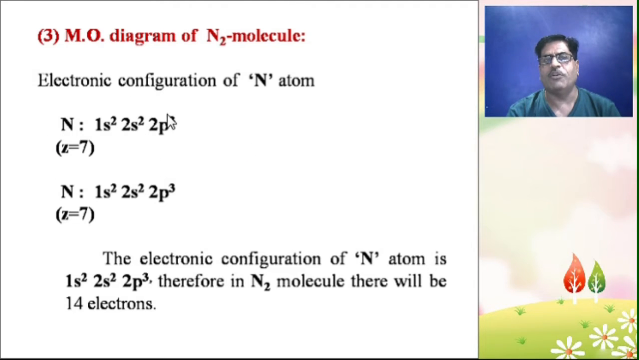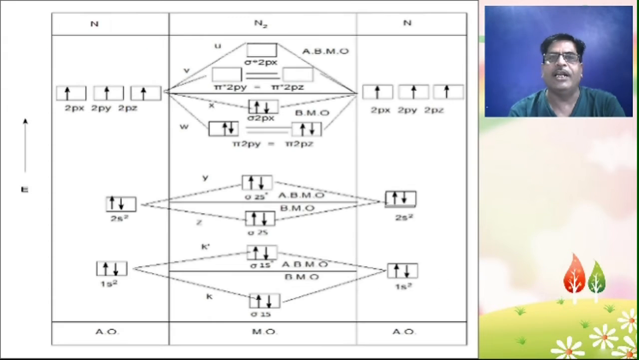Here the ground state electronic configuration of nitrogen is 1s2, 2s2, 2p3. The second nitrogen atom is also 1s2, 2s2, 2p3. Therefore, in the N2 molecule there will be 14 electrons. So we can draw the MO diagram of the N2 molecule.